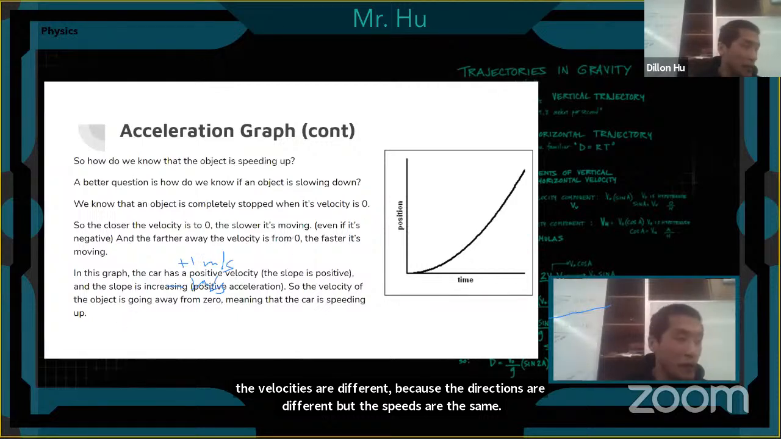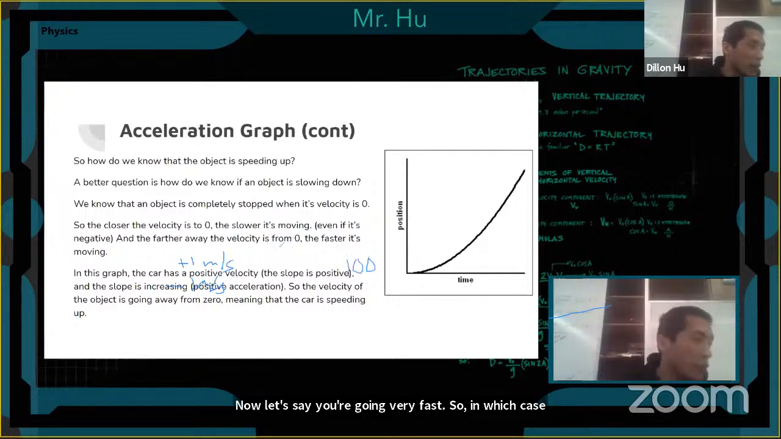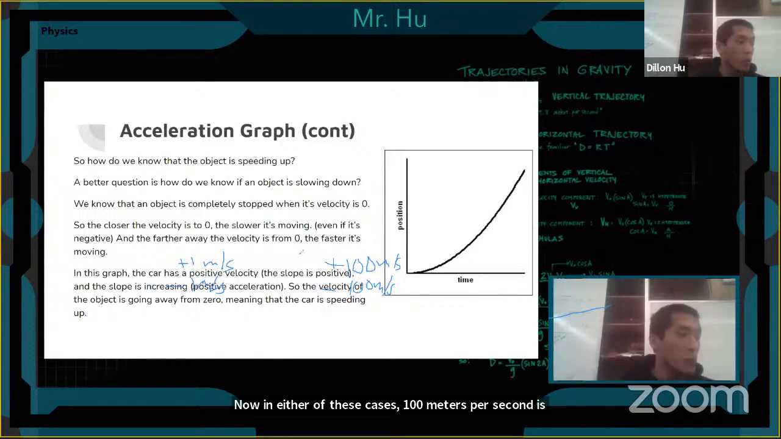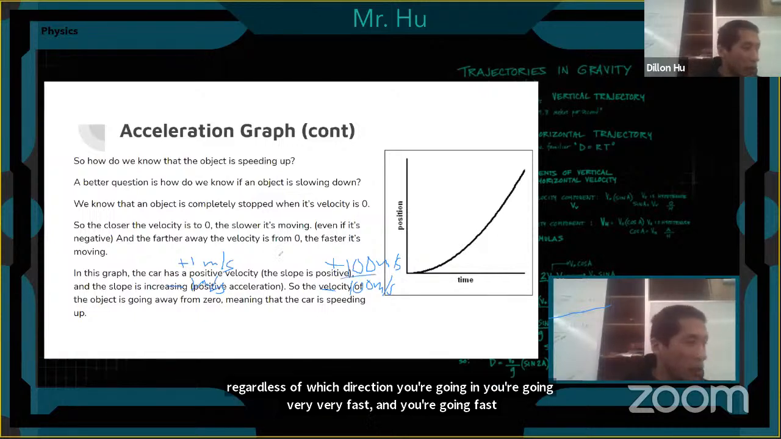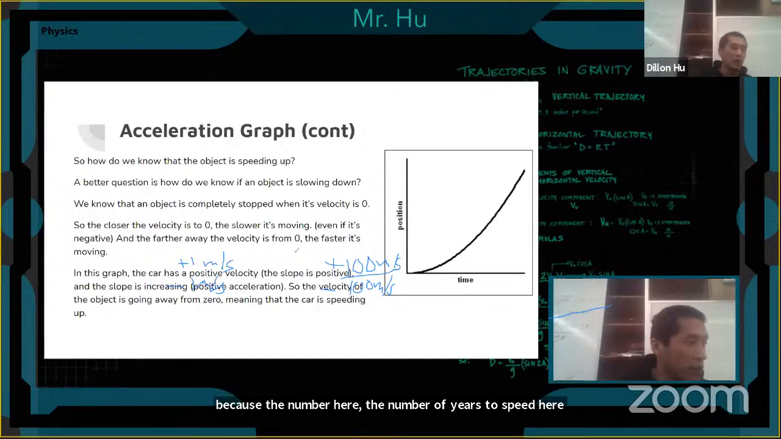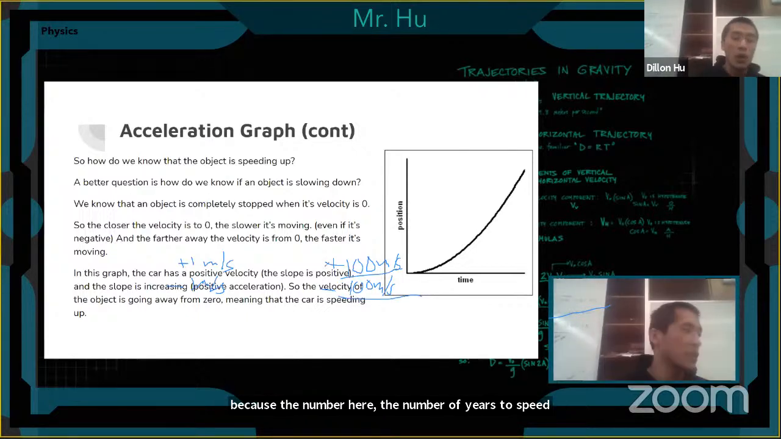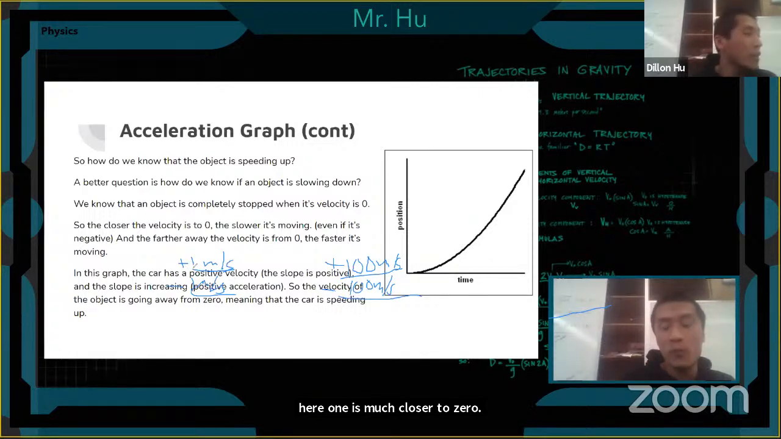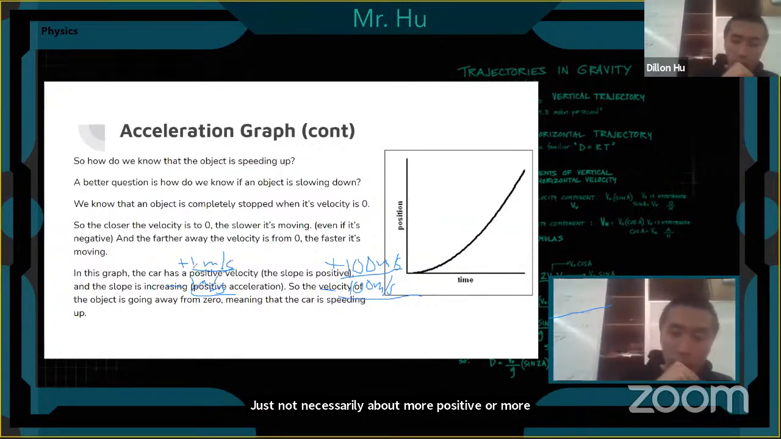Now, let's say you're going very fast. In which case you might be traveling something like 100 meters per second. And you could be doing this in the positive direction or the negative direction. In either of these cases, 100 meters per second is very, very fast. You may be going in the positive direction, you may be going in the negative direction, but regardless of which direction you're going in, you're going very, very fast. And you're going fast because the speed here, the value here, is much bigger than 0. Whereas the value of the slope here, 1, is much closer to 0. So it's not necessarily about more positive or more negative, it's more about how close you are to 0.